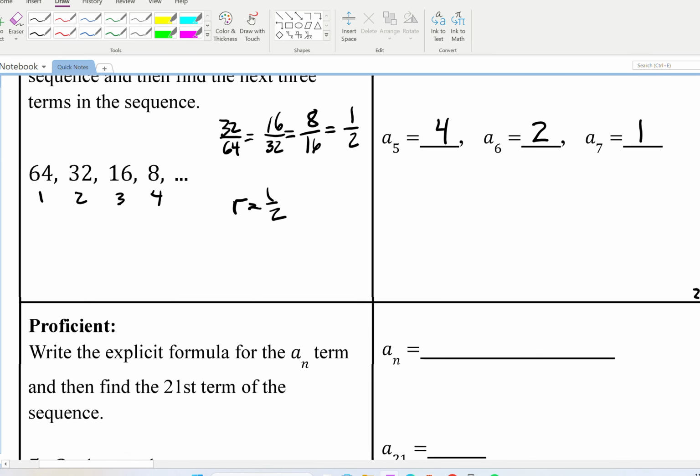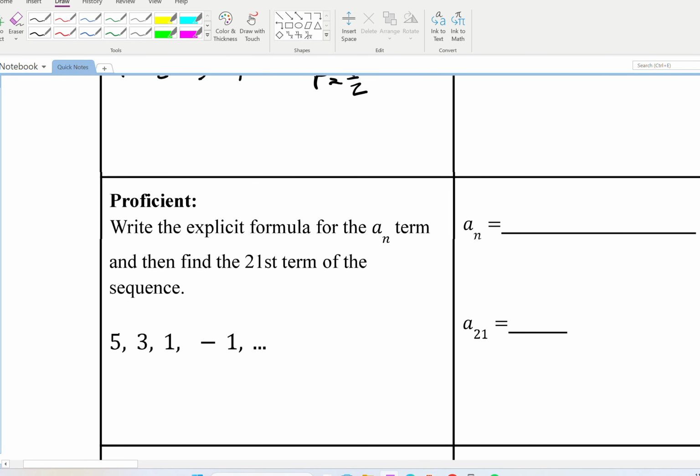All right. On this next one, it says write the explicit formula for the a sub n term, and then find the 21st term of the sequence. Here I notice that this is subtract 2, subtract 2, subtract 2. So there's a common difference, and that difference is minus 2.